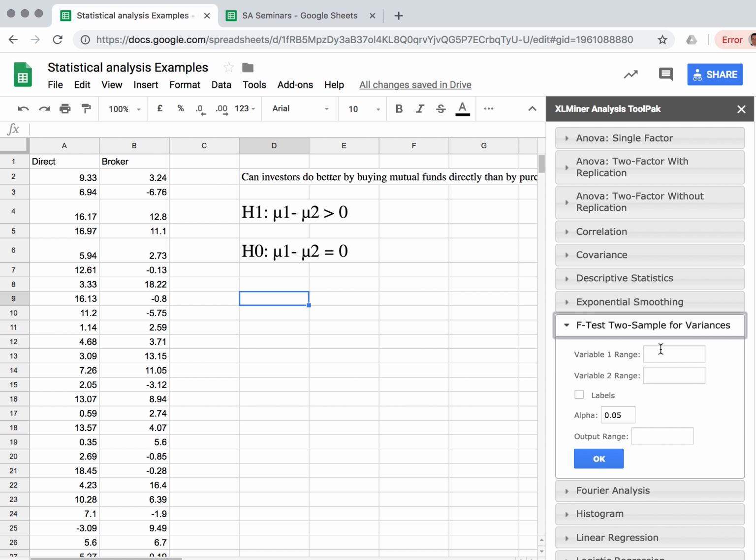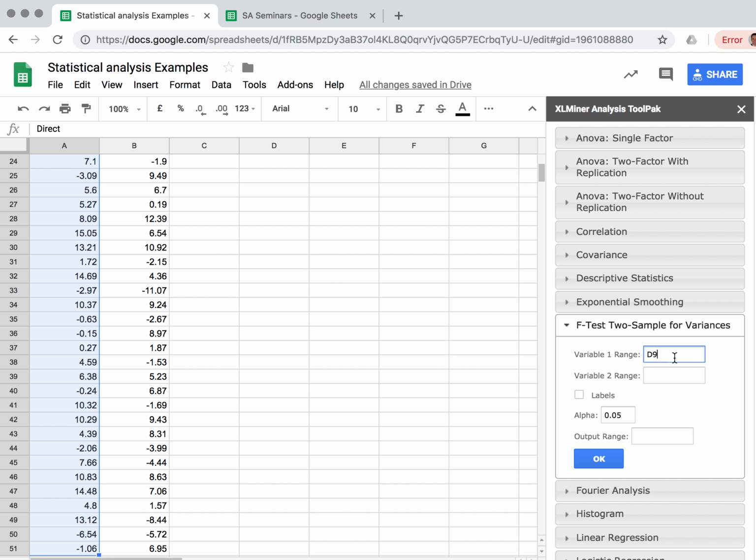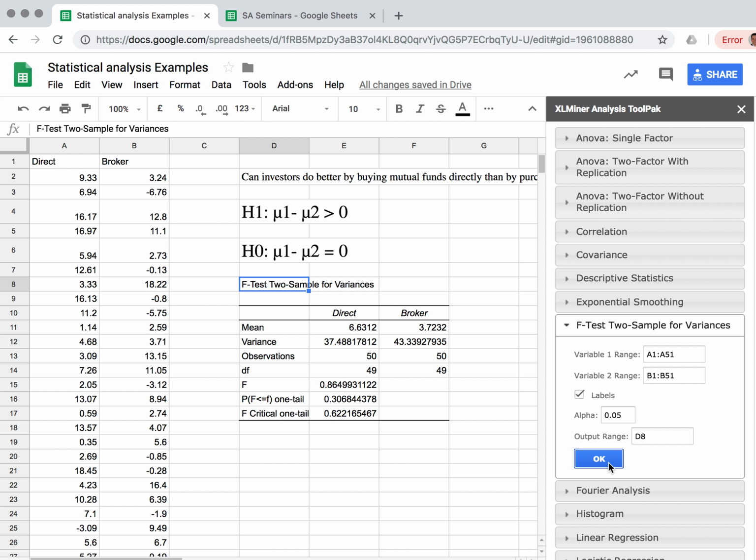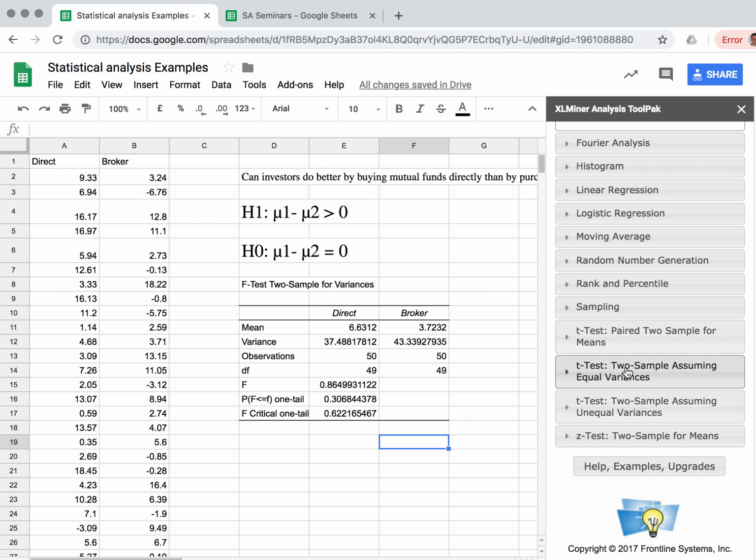So we do the test. We take directly bought as the first group, and we do the indirectly bought as the second one. We've chosen the first one, which contains labels as well, and we are going to start the output just below the hypothesis here. And let's see the analysis. Okay, p-value. Well, this is one-tailed, even though technically this would be a two-tailed hypothesis. But in any case, the p-value is way above 0.05, so we assume equal variances.